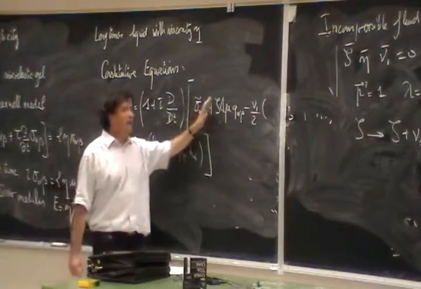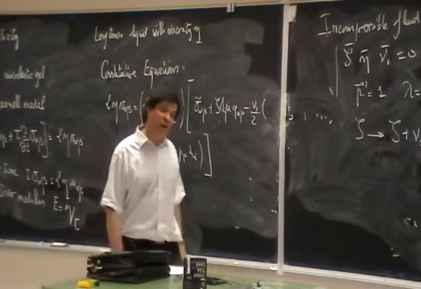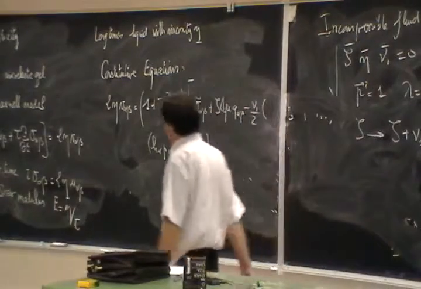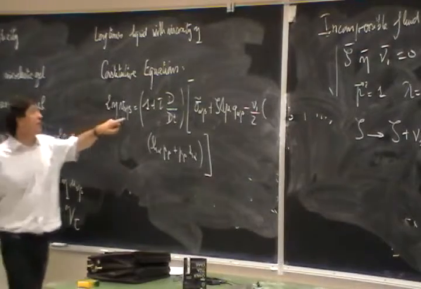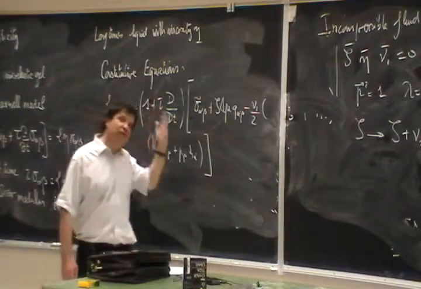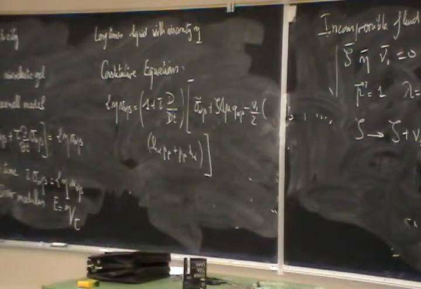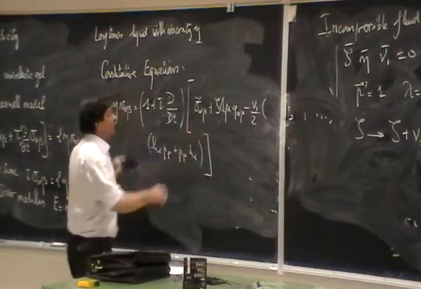So if I forget about all the second line, this is just a Maxwell model, with one complication, which is that I replaced the partial derivative here with a convective derivative. And if you put a convective derivative, you ensure rotational invariance. So this is the only thing I did. So that's the Maxwell model.